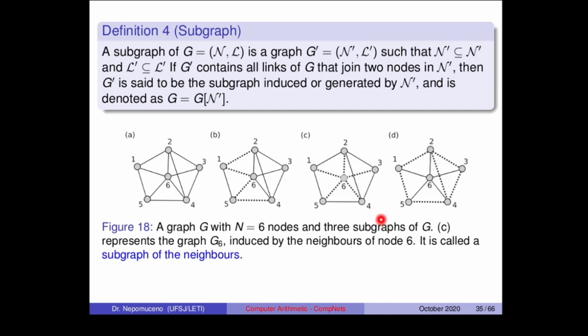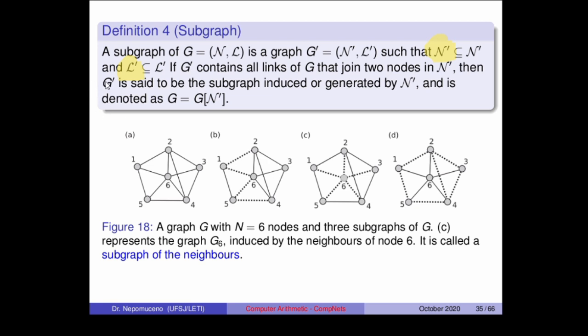A subgraph of G is a graph G-prime with N-prime and L-prime such that N-prime is contained in N, and L-prime is contained in L as well. So here is just a small mistake. Consider this part here, right? Here is not N-prime, and here is not L-prime. In fact, it's just L, okay?